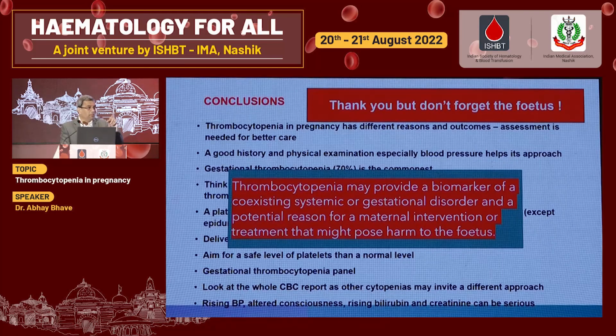The fetus will be born, there might be thrombocytopenia, please take care of the fetus also. Everyone will rush towards the mother, and the baby might go to the NICU, but in the NICU also we need to do the platelet count and take care of the child, because otherwise her 9 months are going to go to waste. So I thank you very much for your attention.